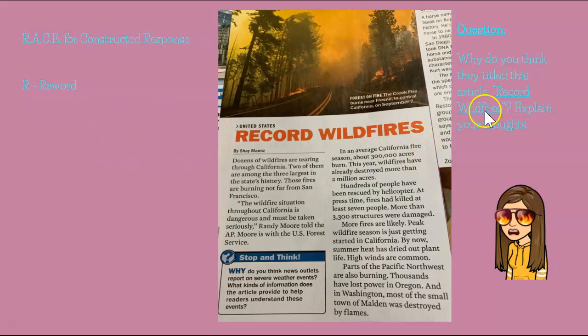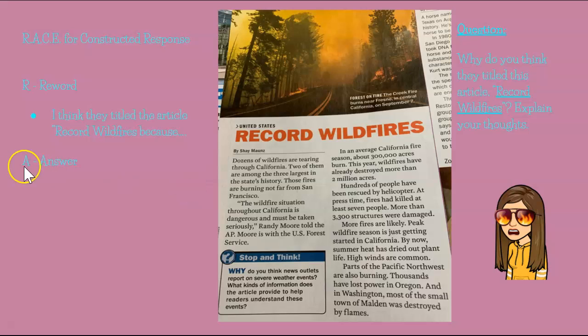So I'm going to take this question and I'm going to reword it in part of my response. So I said, I think they titled the article Record Wildfires because, and I'm going to leave these dots because we're going to keep working, because the sentence is not done. Okay, so on rewording, I just took the question and I reworded it in my response because I want to make sure that I answer this question correctly.